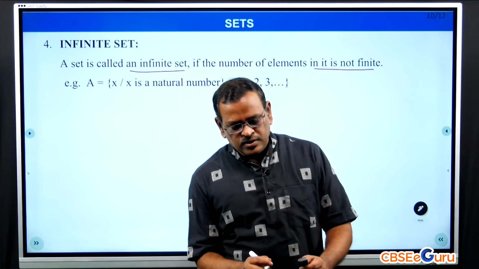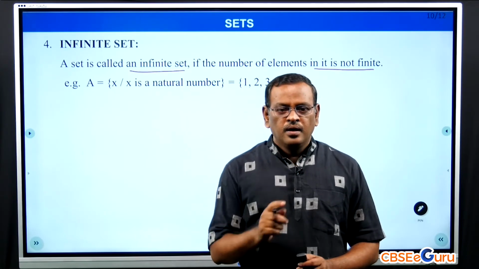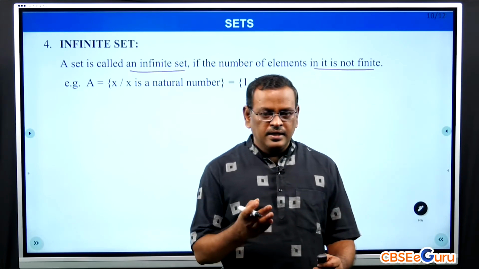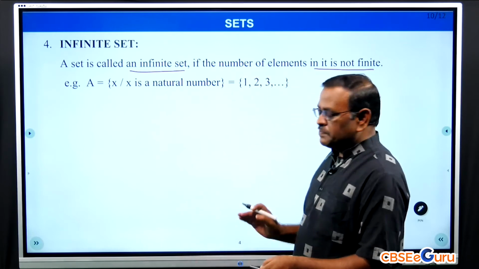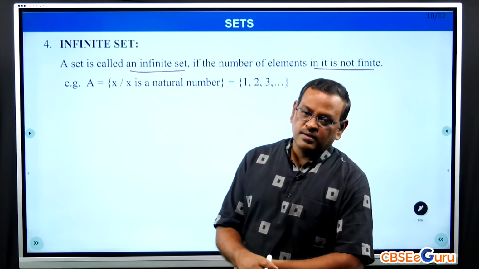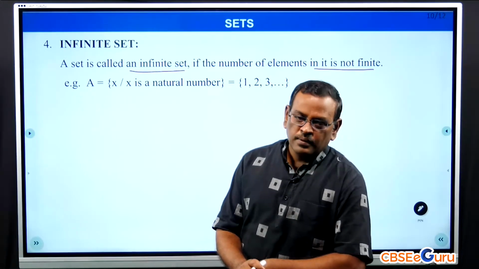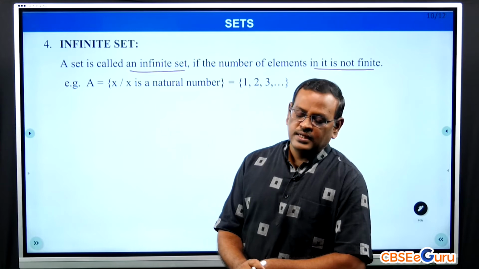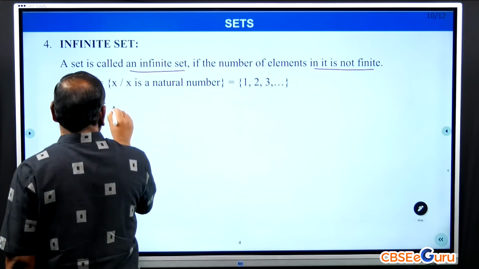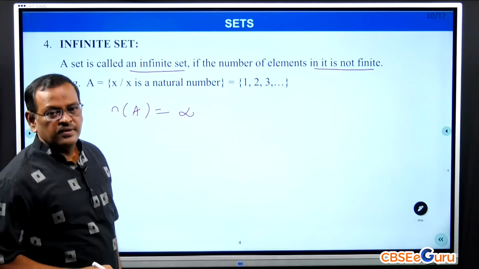But in higher studies you have two more sets: one is countable set, another one is uncountable set. You will study them in your higher studies. But at present in 11th standard you have finite or infinite. For finite you have one additional concept called cardinal number. Cardinal number of a set is nothing but the total number of elements in that set and is denoted by n of A. But here, how many elements does it have? It has infinite number of elements.